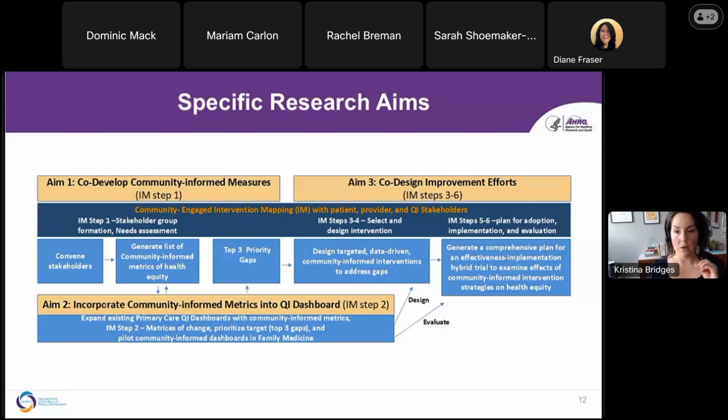Then in Aim 2, we incorporate community-informed metrics into our existing quality improvement dashboards in the Department of Family Medicine and Community Health to gather data on barriers and facilitators of institutional use. And at the same time, we will continue through the intervention mapping process with our stakeholder group and arrive at our top priority healthcare gaps. And then Aim 3 will take us through the rest of the intervention mapping process, which is really designing these targeted data-driven interventions to close the gaps. And our community-informed quality dashboards then not only allow us to visualize the differences in patient outcomes, but to measure our progress in improving them. So next slide.